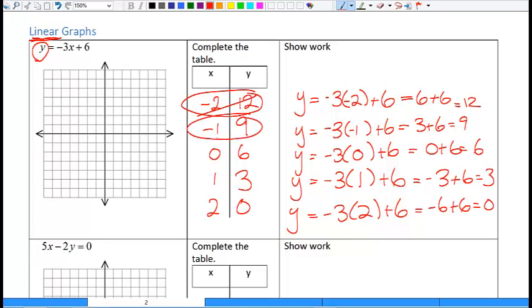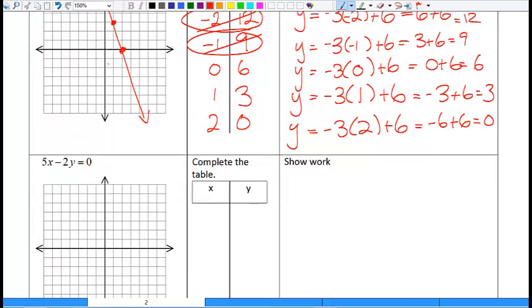Same thing for -1, 9. My graph only goes to 7. So although they're not bad points, they're still solutions. I just can't fit it on my graph, so I'm going to start with the ones that I can fit. So 0, 6, I go left and right 0 and up 1, 2, 3, 4, 5, 6 right here. 1, 3 and 2, 0, and that is enough to create a pretty good straight line here. So I have now graphed that linear equation.